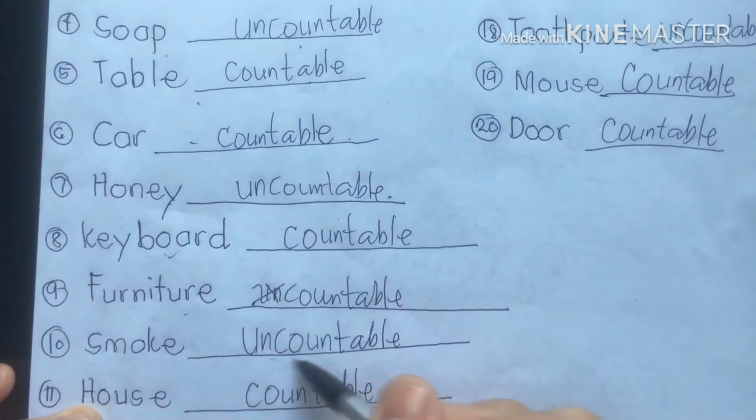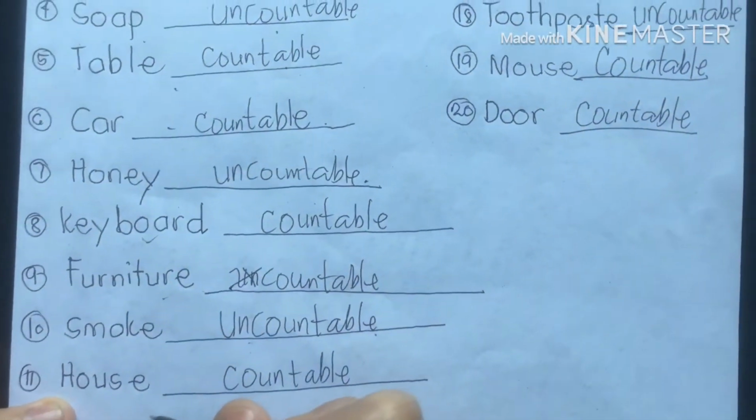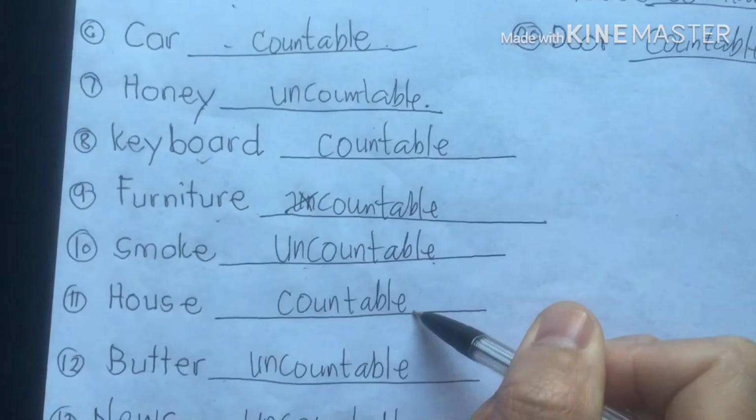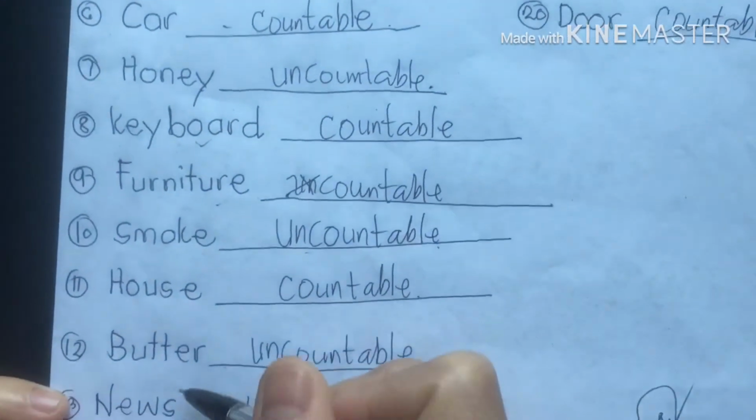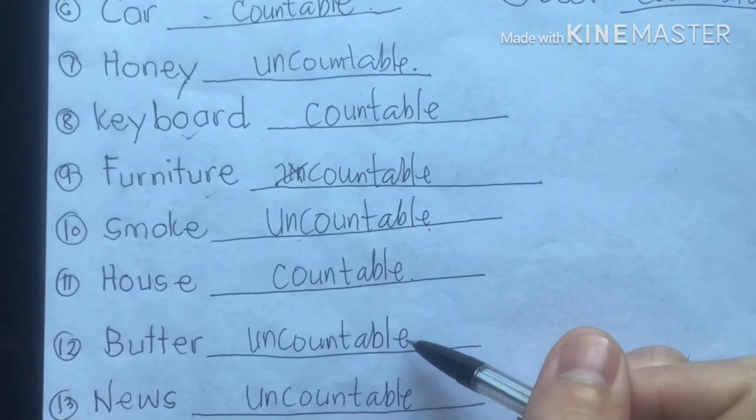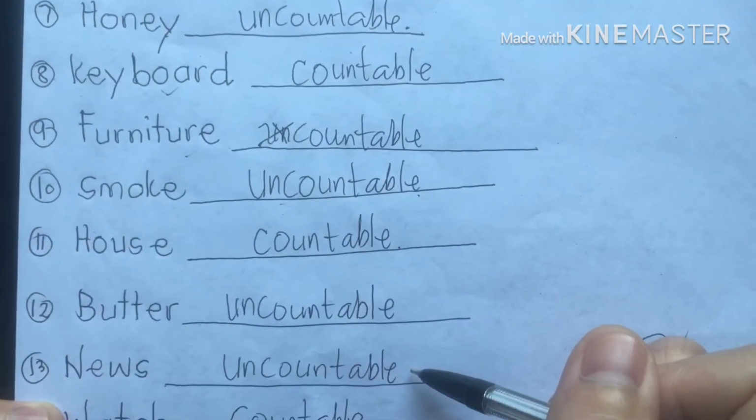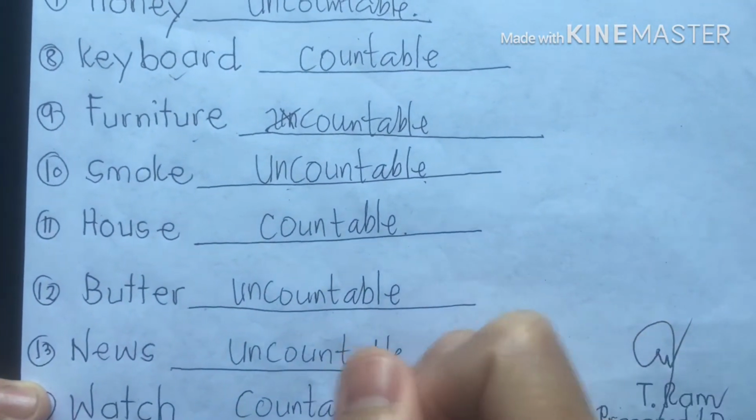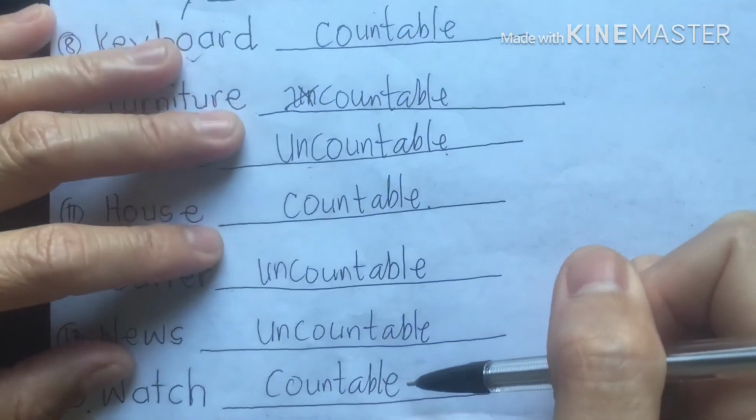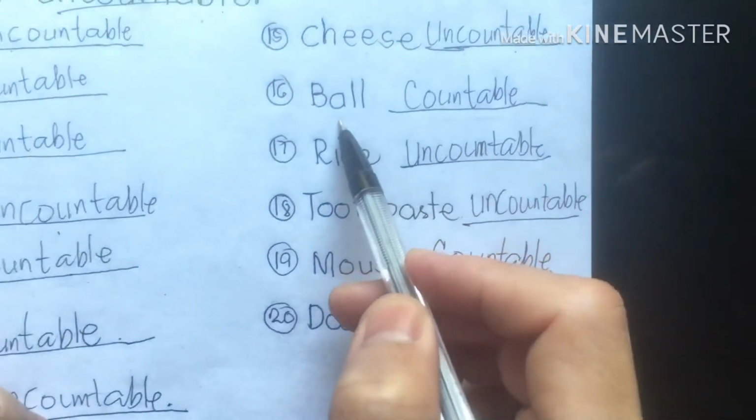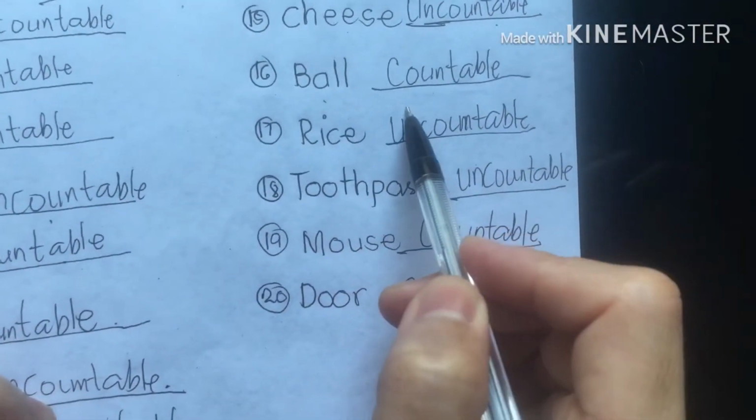Smoke, uncountable. House, still countable. We can count how many houses there are, buildings like that. Butter, it's uncountable. We can buy it by pack. News, uncountable. You can't count news. Watch or watches, that's countable. Cheese, uncountable. Bowl, countable.